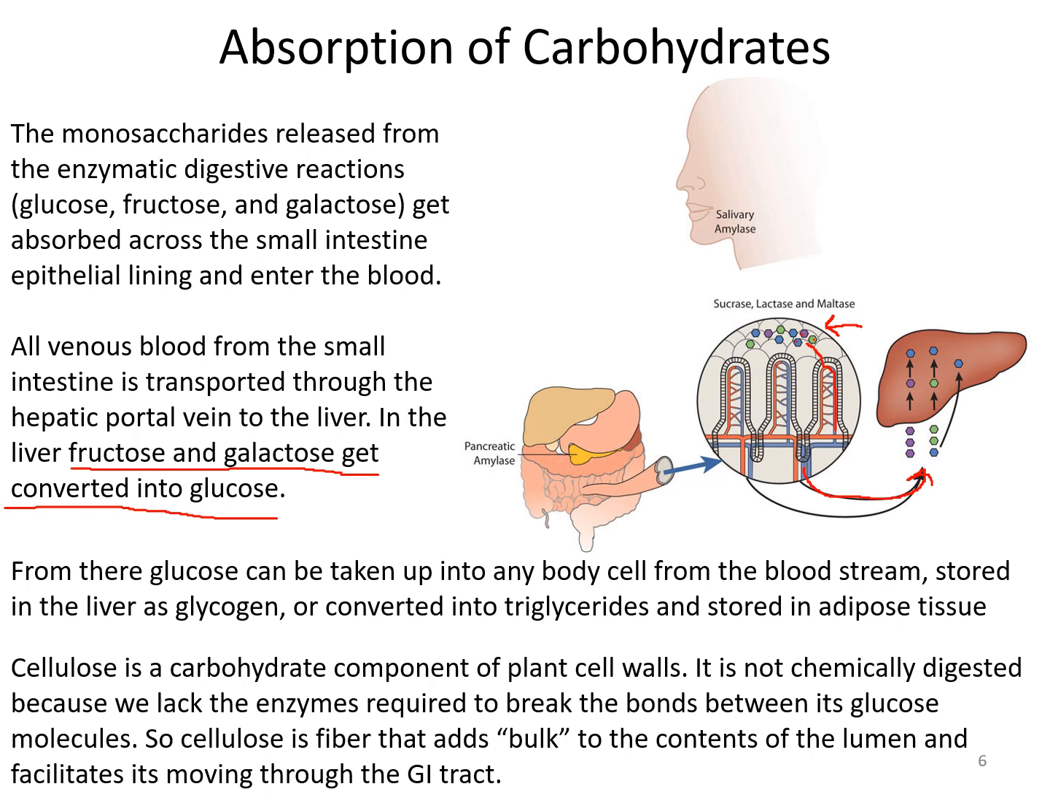Okay, so from there, any of the glucose in the bloodstream can be taken up by any body cell. We can store it in the liver as glycogen, or we can convert it into triglycerides and store it as adipose tissue.